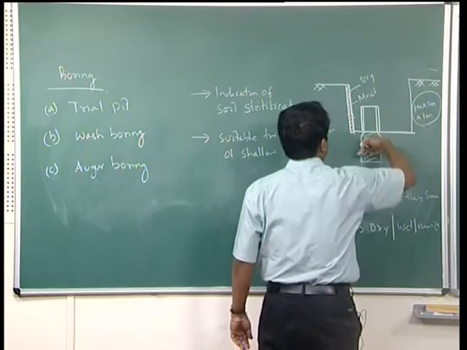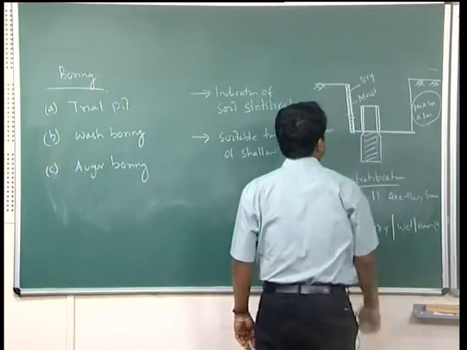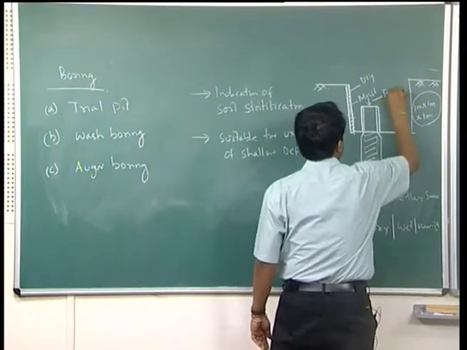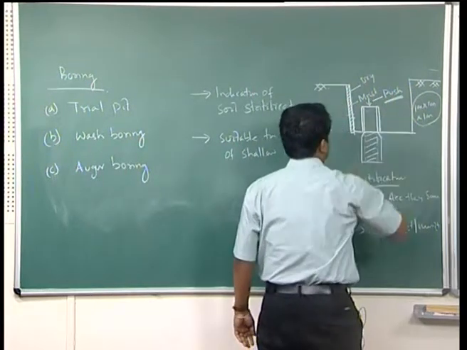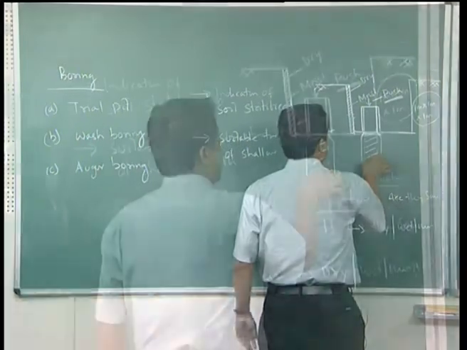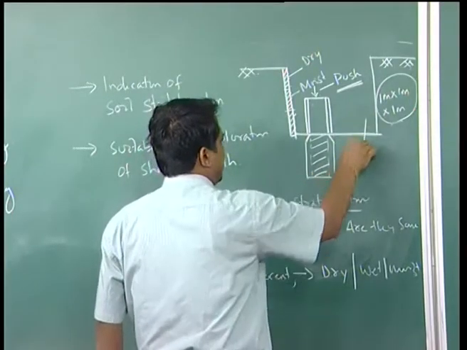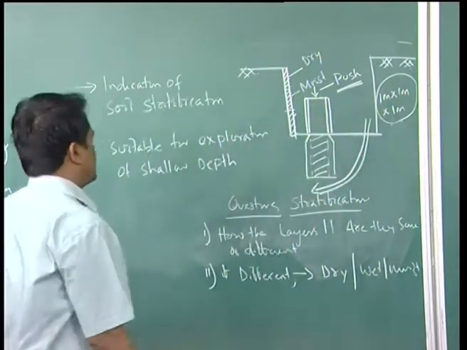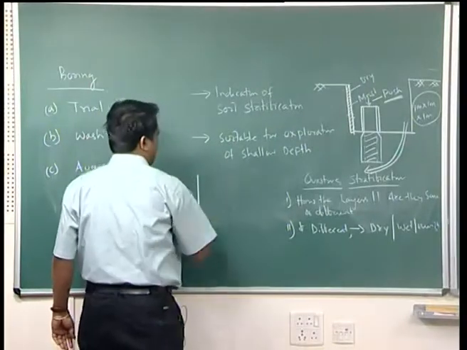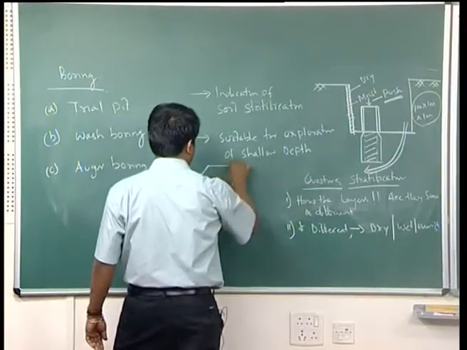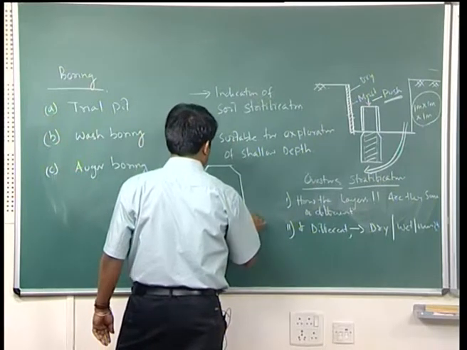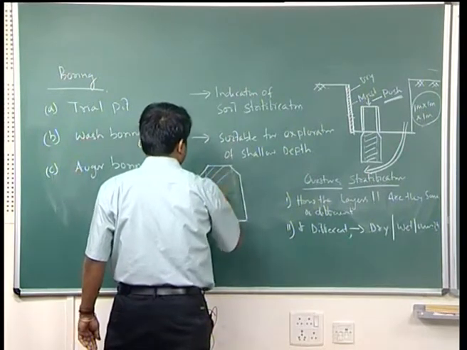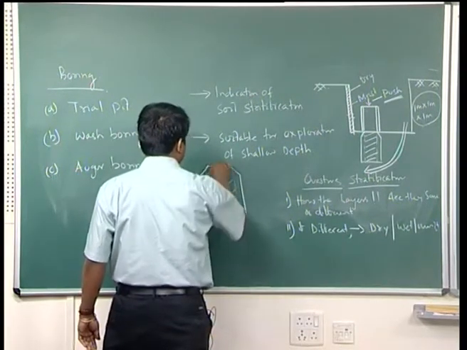and push it, not by hammer, you push it slowly inside. So, this casing pipe will go inside. Once it goes inside, you take this casing pipe out by means of chisels. Once you take it out, the casing pipe collects an undisturbed sample.